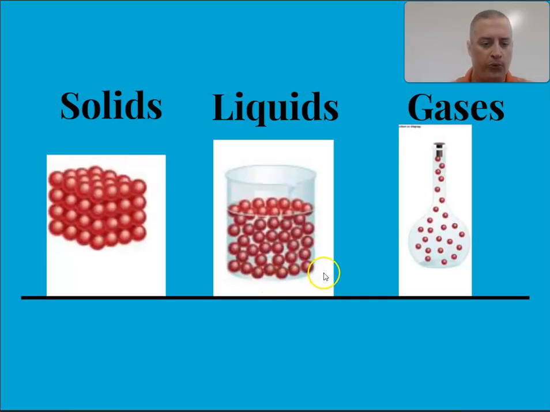Gases, well, those have no definite shape or volume. They will take on the shape of the container they're in, but they're also spread out to fill that volume of the container. Gases move anywhere in the container. So if you have a gas in a container, it can be found anywhere inside.